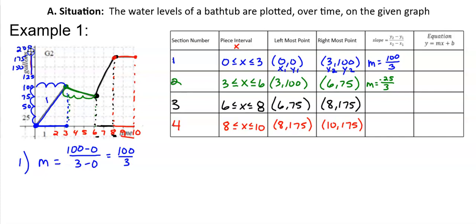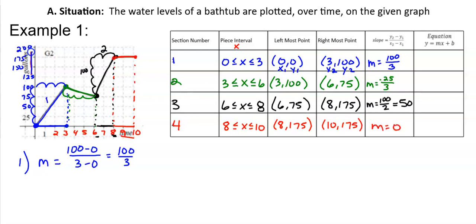The black one, segment 3, rise 25, 50, 75, 100. So we're going up 100, and our run is 1, 2. So 100 over 2. That one we can simplify. 100 over 2 is 50. So our slope is 50. And then the red one, segment 4, that one is super simple. Your slope is flat, so it's just 0.